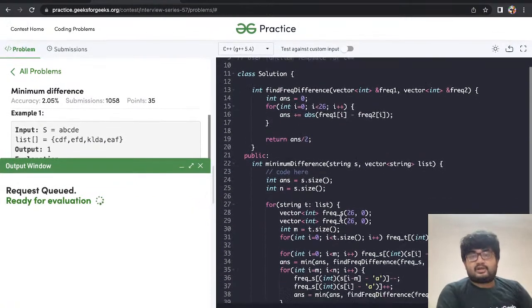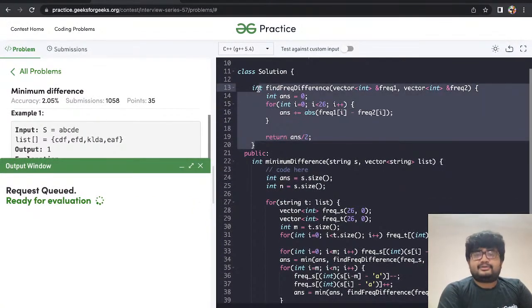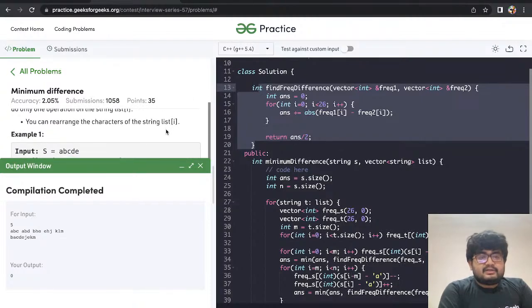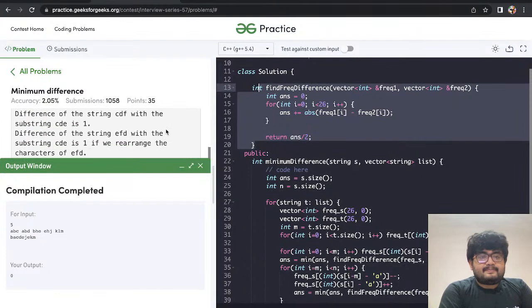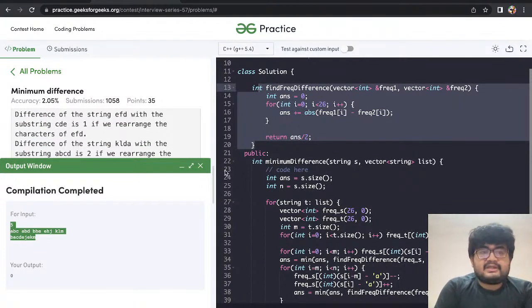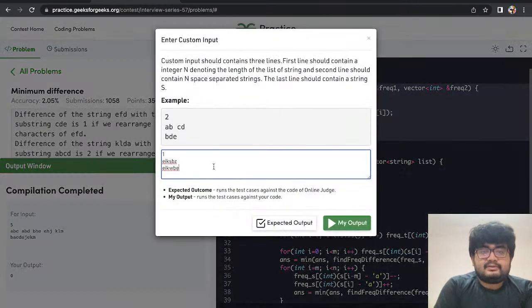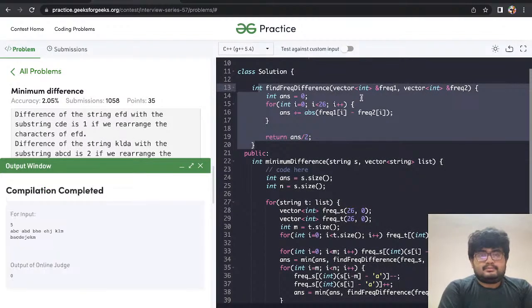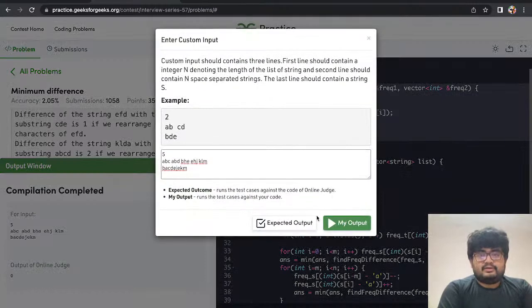Let's try to run this. I'm not sure if this should work. I believe this should work, but let's see. Okay, our output is 0. I think it should not be 0, or should it be 0? Which one is this? ABC. Not sure if this should be 0. Let's compare. We are getting 0, and expected is, okay, expected is 0.